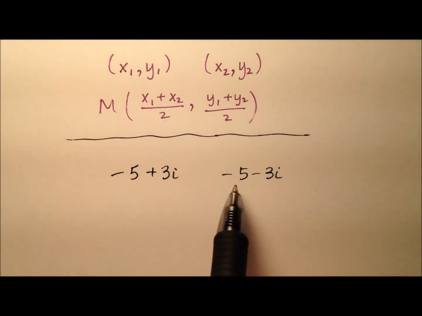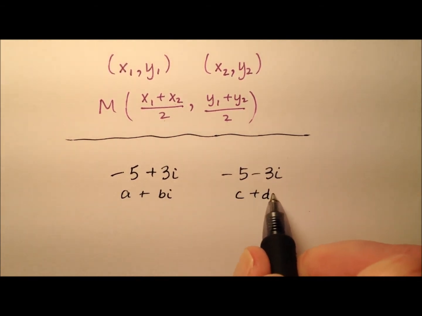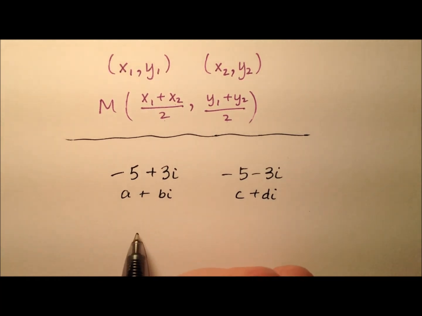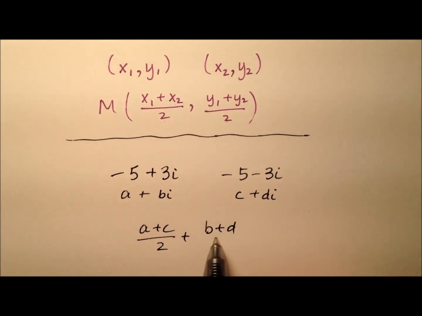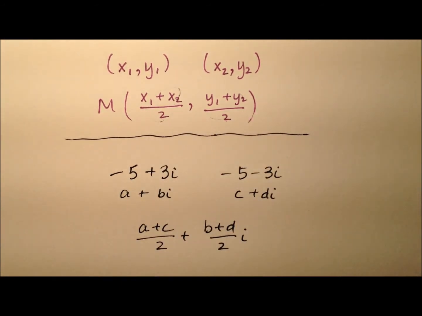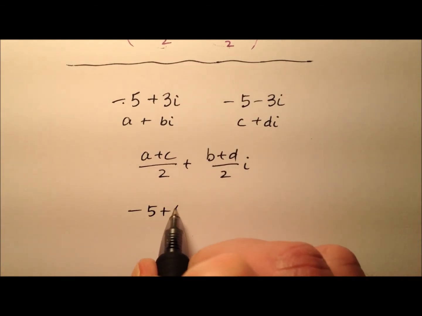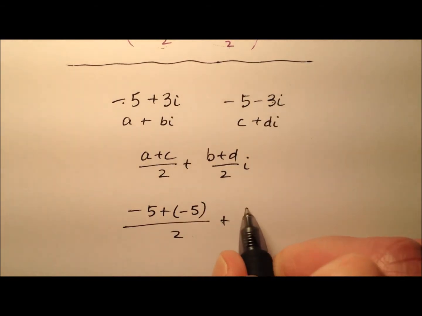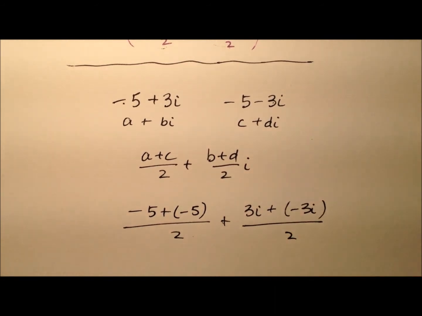So the midpoint for complex numbers, and we can write each of these as a plus bi and c plus di, so this midpoint, or the number that's going to be right in the middle of these, is going to be the average of the real parts plus the average of the imaginary parts. And again, you can kind of see the similarities right there. So -5 and -5 for our real parts, divide that by 2, plus, and then our imaginary parts will be 3i plus a -3i over 2.